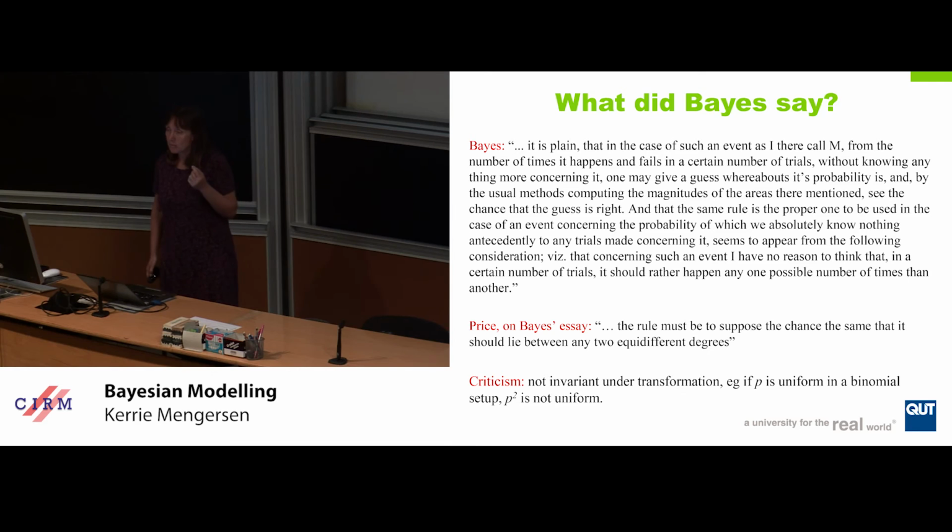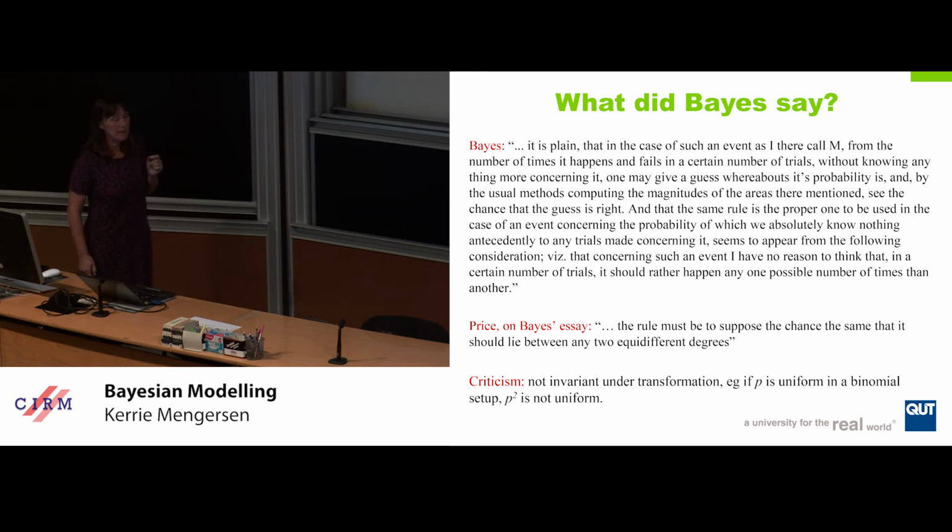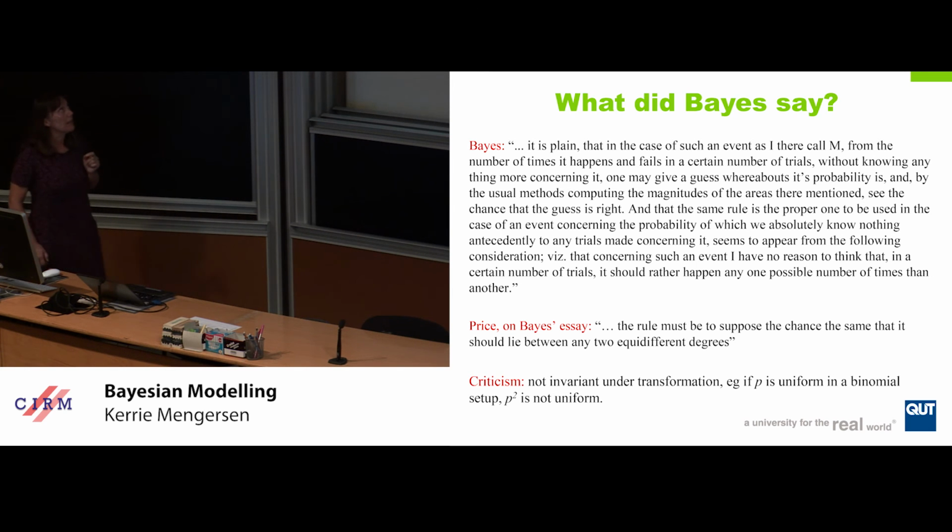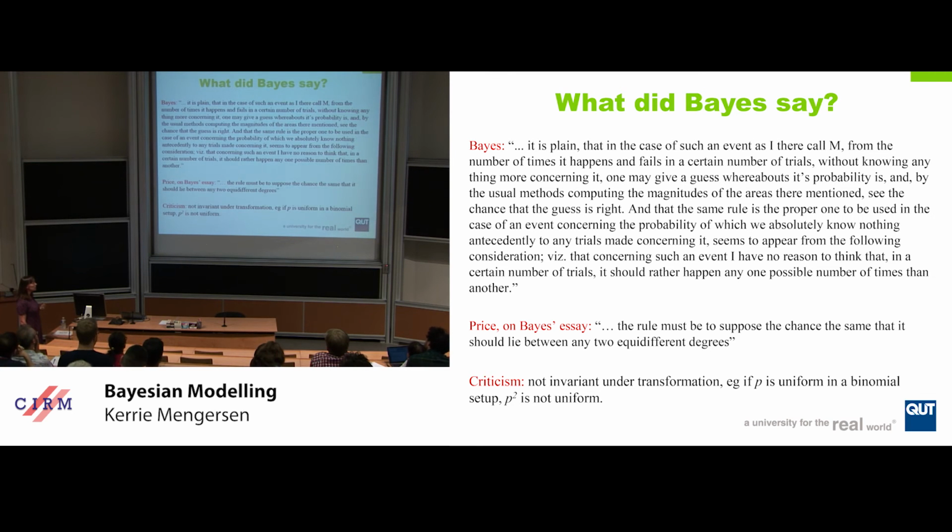So let's think about what Bayes said. Many of you may have seen this, but for those of you that haven't, this is what Bayes said about priors. It's plain that in the case of an event, as I call M, from the number of times it happens and fails in a certain number of trials, without knowing anything more concerning it, one may give a guess whereabouts its probability is. And by the usual methods, computing the magnitudes of the areas there mentioned, see the chance that the guess is right.